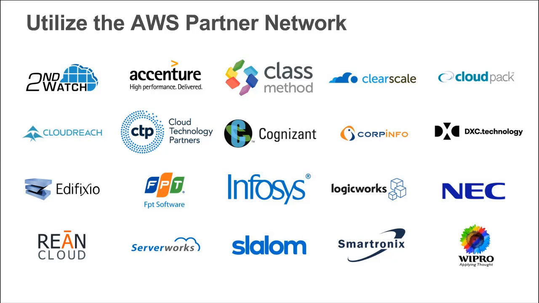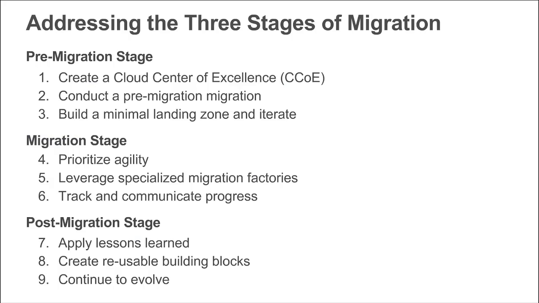I think that's all I had. So, quickly summarizing, three stages of migration: pre-migration, migration, and post-migration. What you're really doing in pre-migration is identifying your key resources to set up a cloud center of excellence. This cloud center of excellence will help you perform smaller pre-migrations and learn lessons out of it so that you can start building a minimum viable landing zone and then iterate upon your landing zone to a point that supports your migration needs.